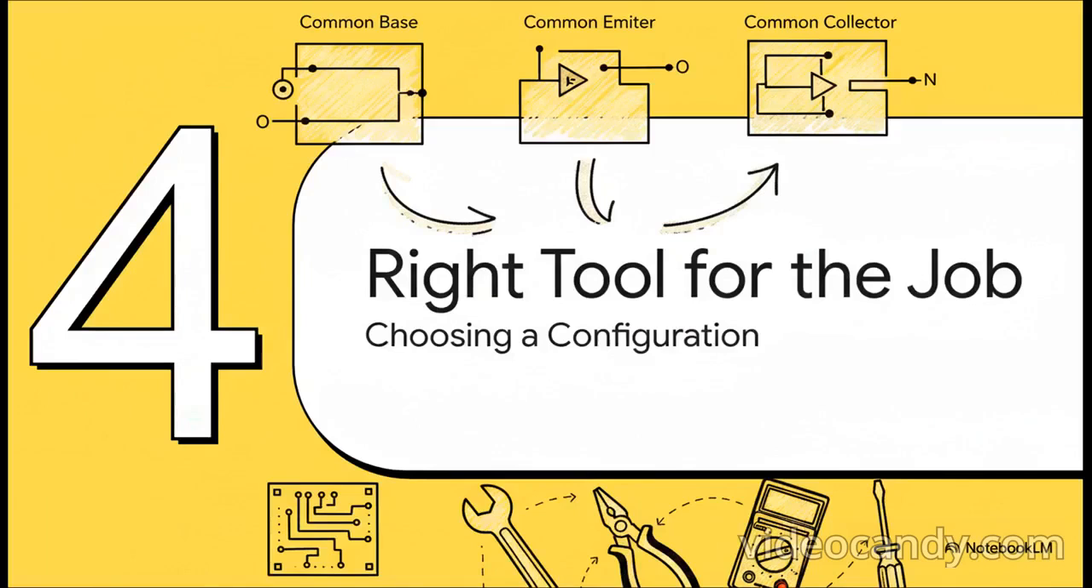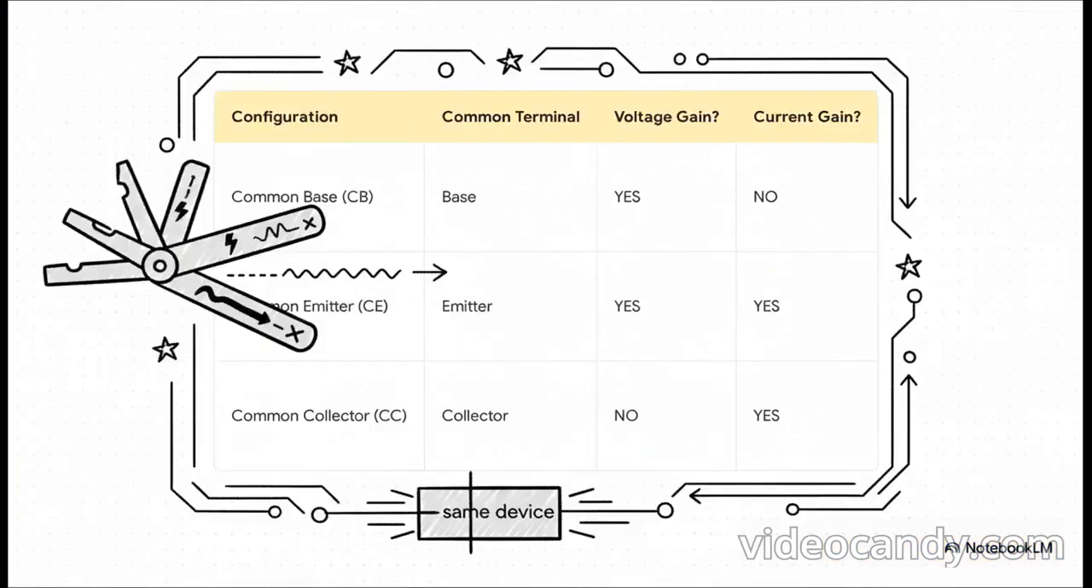So there you have it, 3 configurations: common base, common emitter, and common collector. You see, they're not just random options. They are 3 distinct tools, and a good engineer knows how to pick exactly the right one for the job at hand. And this table right here just sums it all up perfectly.